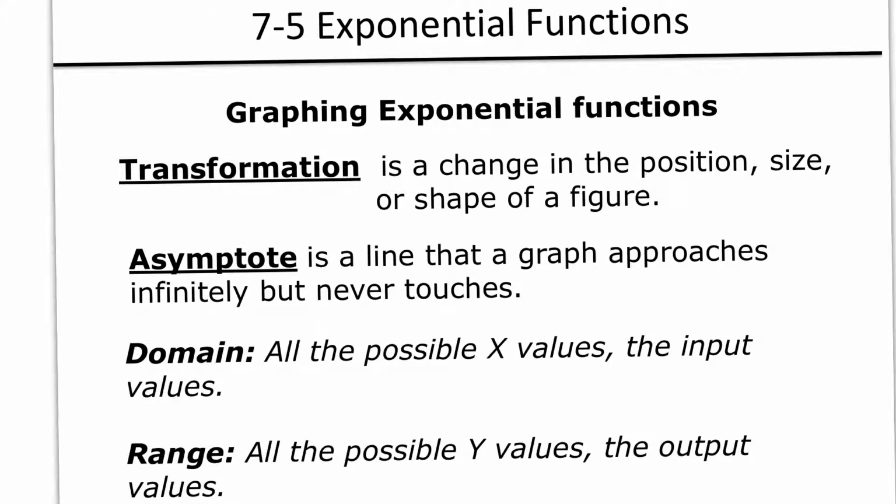When you graph an exponential function, the function is going to approach a line that is called an asymptote. So the asymptote is a line that the graph approaches infinitely but never touches. So those two lines in the graph will go to infinity, but they will never touch. At some point they look like they are touching, and I'll show you guys that in a graph, but mathematically they will never touch. Domain and range is not so new.